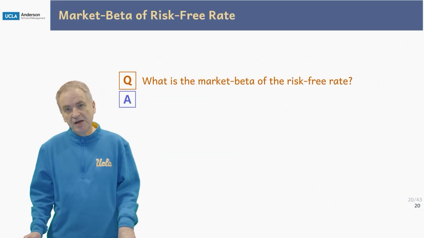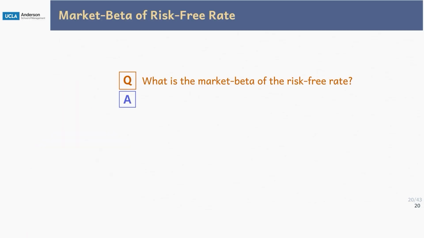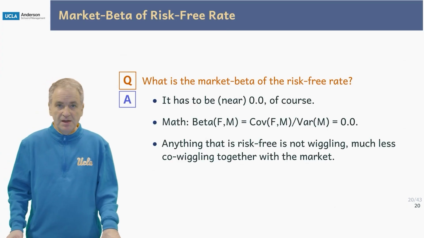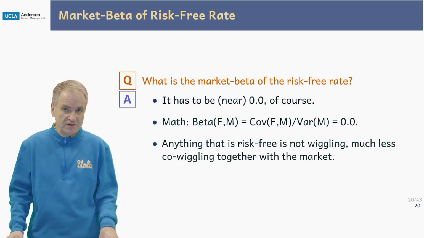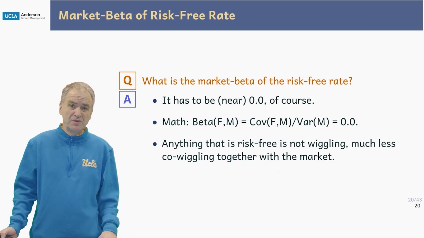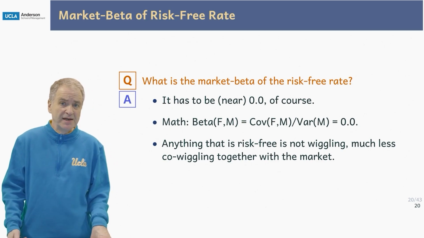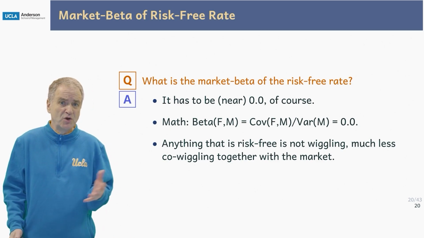What is the market beta of the risk-free rate? Please pause this video now, answer the question on a piece of paper, and then continue. That one has to be near 0, of course. Why? Because the risk-free rate is known. It's a number. It doesn't wiggle. It co-wiggles with nothing.